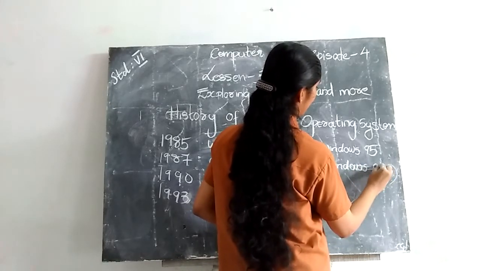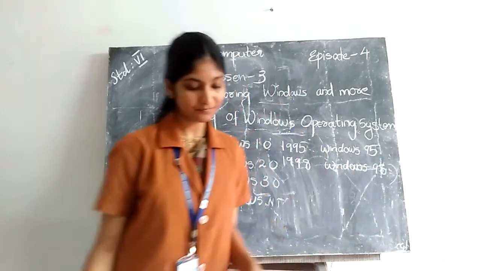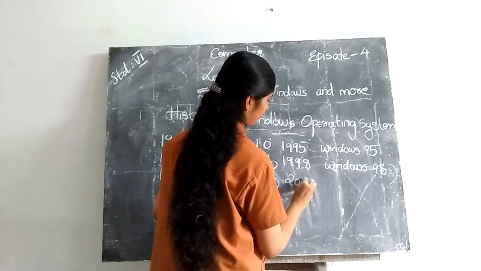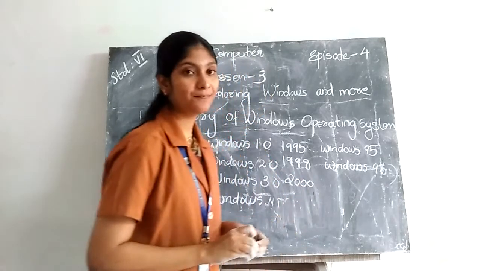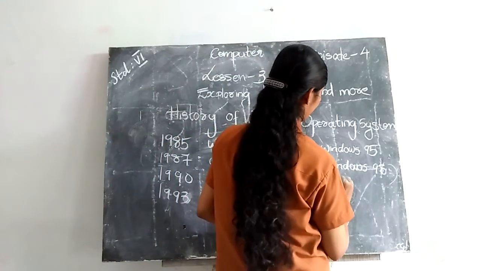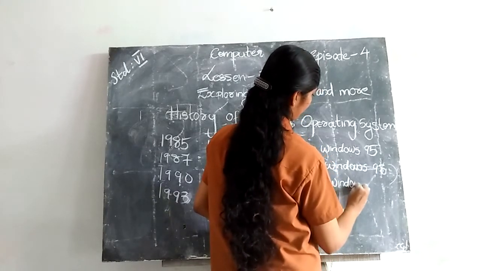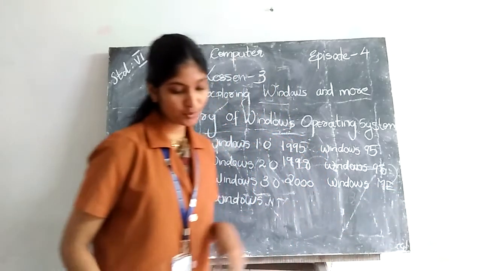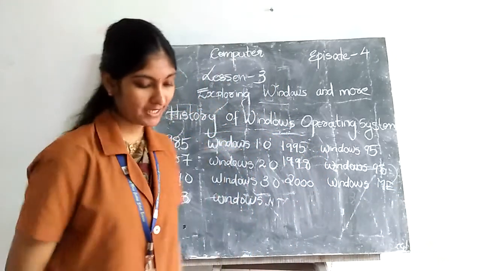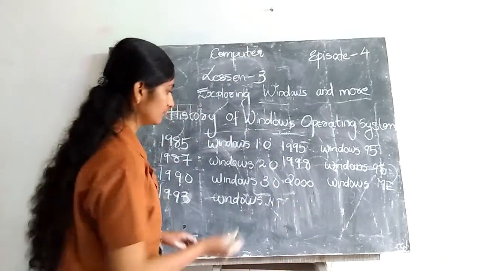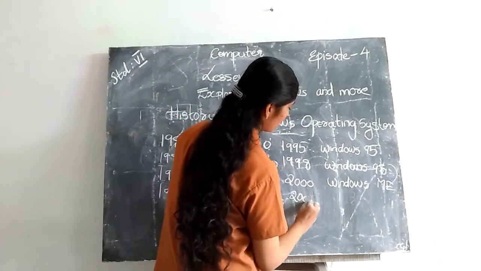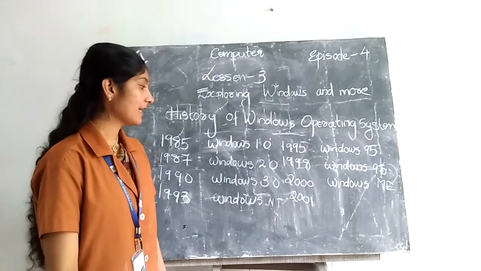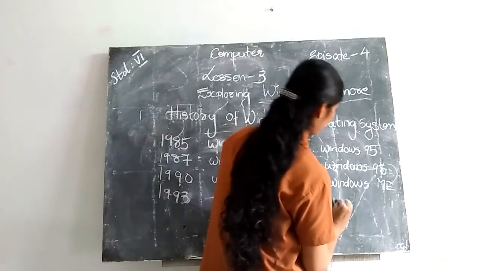Windows 98. Then in the year of 2000, that is Windows ME. Then in the year of 2001, Windows XP. In 2001, they came with another version of Windows, that is Windows XP.